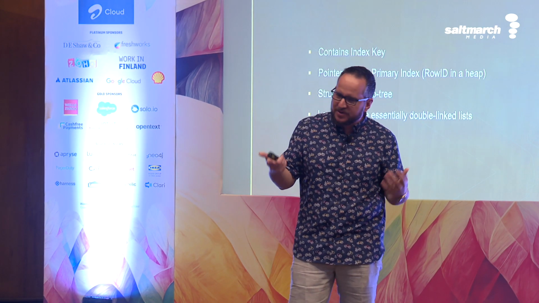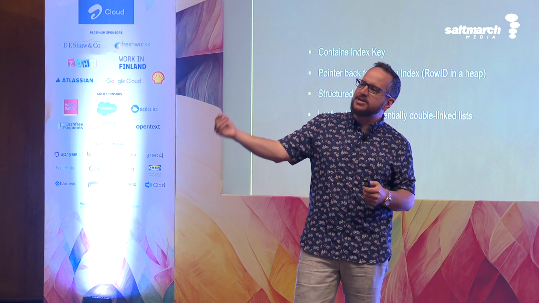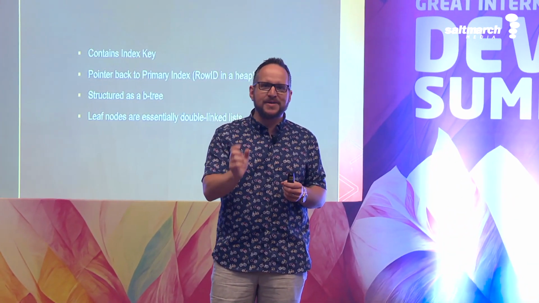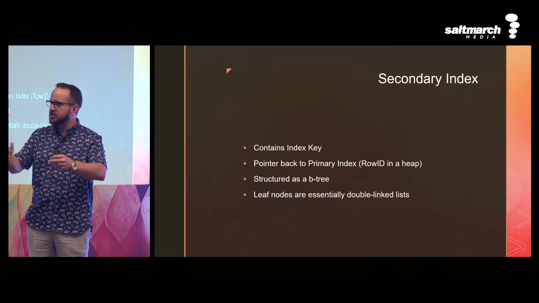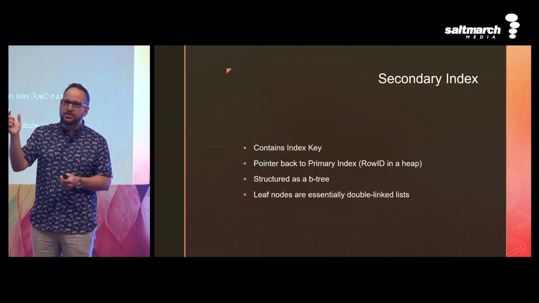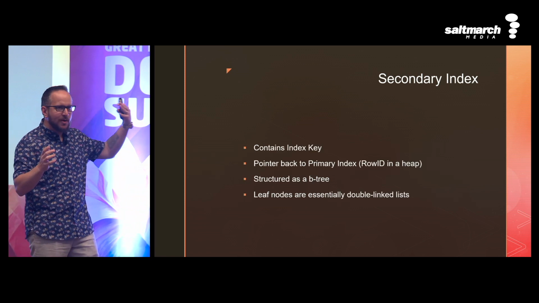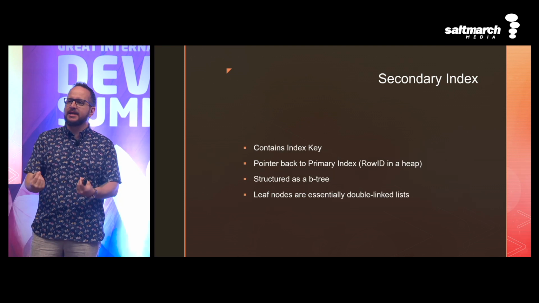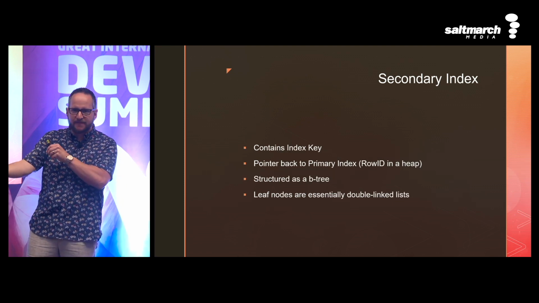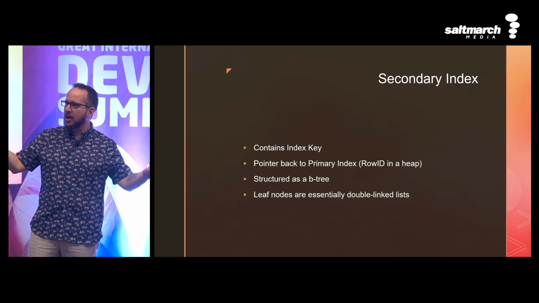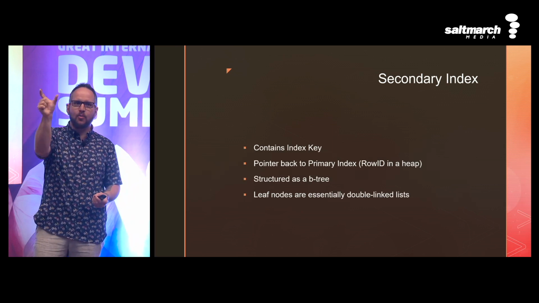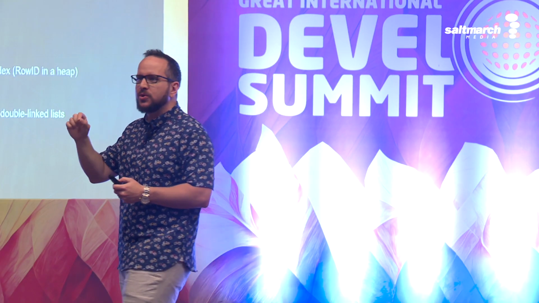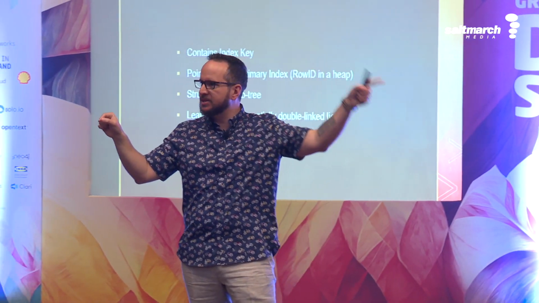So now we talk about the secondary index. And the secondary index is what allows us to do those lookups by things other than that clustered index key, like the phone number. So your secondary index is also a B-tree, and it also contains a key. So if we wanted to create an index on phone number so we could do a reverse lookup, then that would contain a couple of things. It would contain whatever we are keying that index on, in this case, phone number, and it's going to contain a pointer back to the clustered index.